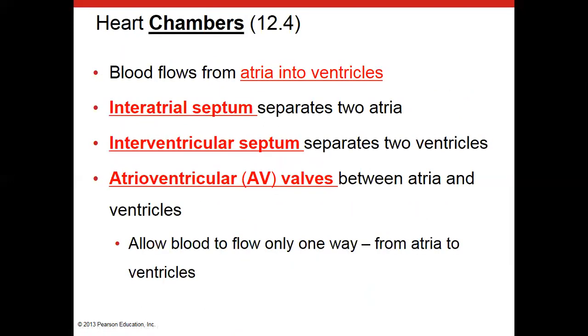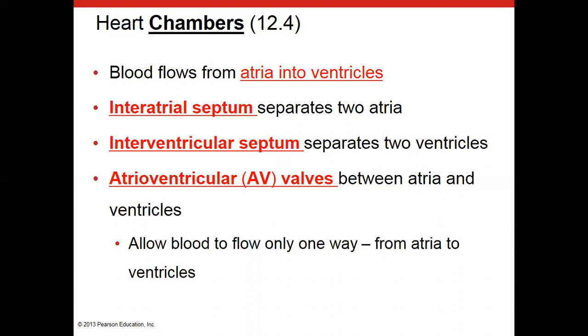The chambers of the heart. The atria pump blood into the ventricles. There is a septum, a wall between the two atria, called the interatrial septum. That wall is just muscle, like the interventricular septum that separates the two ventricles, also muscle. So two walls, the interatrial septum and interventricular septum, separate the right and left atria and the right and left ventricles.